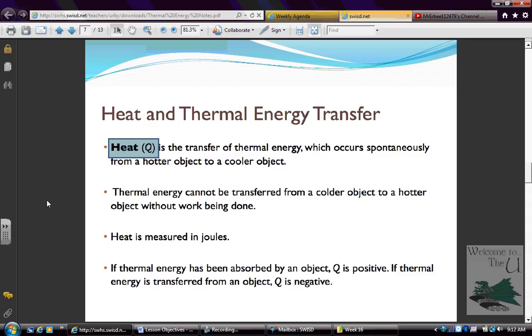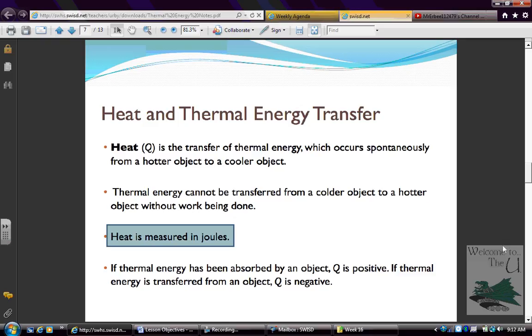It's also important that you understand that heat, our variable for heat, is going to be measured in joules, which makes sense because I just said you have to do work to move heat from cooler to hotter objects. So it makes sense that heat would be a representation of joules, energy. So if thermal energy has been absorbed by an object, Q is positive. If thermal energy is transferred from an object, it's negative.